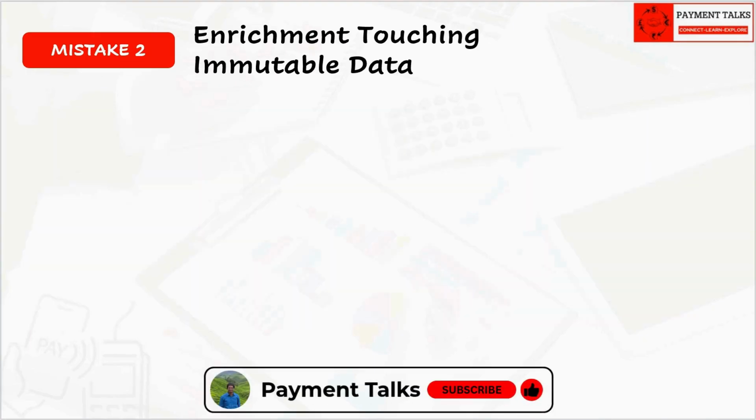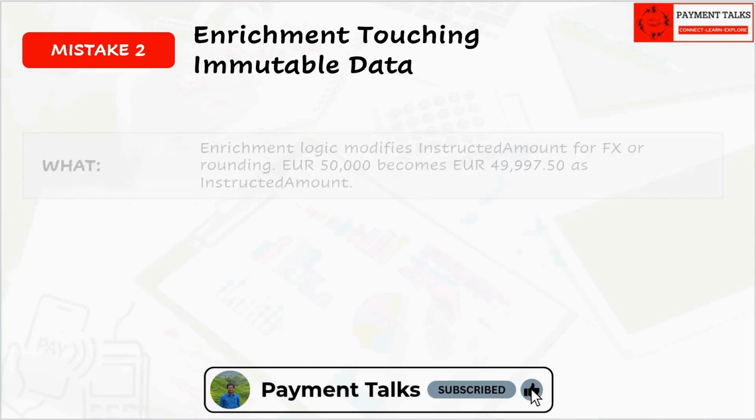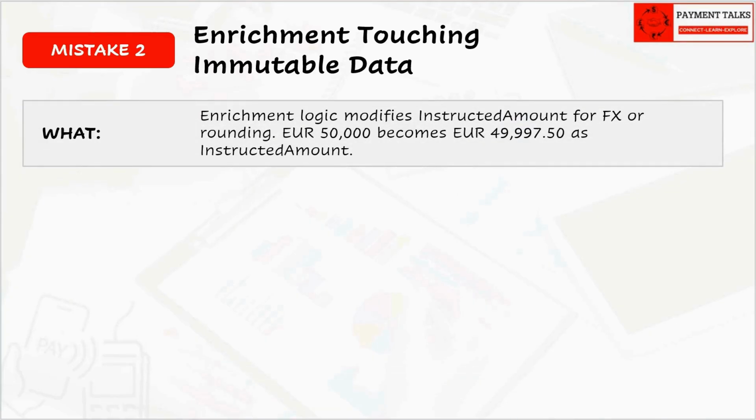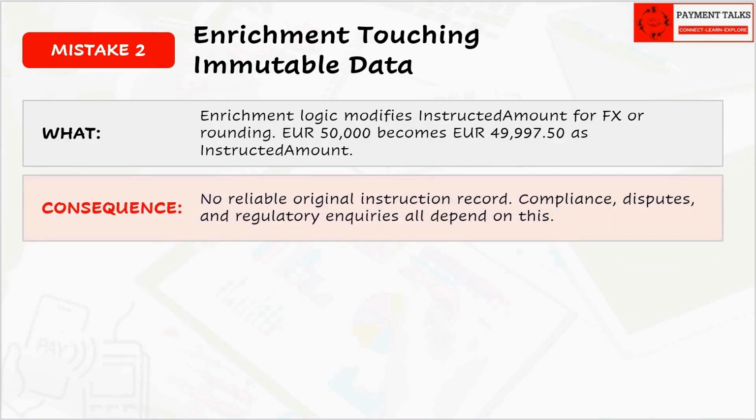Mistake 2. Enrichment touching immutable data. What happens? The FX rate has moved between the time Claudia logged her rate and the time the payment processes in the engine. The enrichment service recalculates and writes Euro 49,997.50 into the instructed amount field to reflect the actual settlement amount it will be working with. The consequence? There is no longer any reliable record of what Claudia originally instructed.